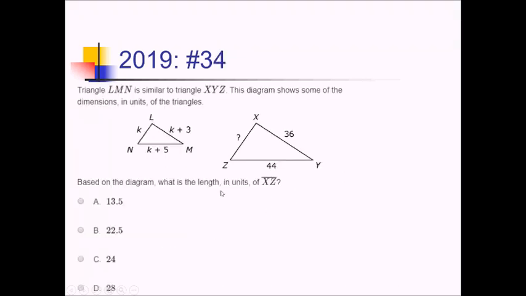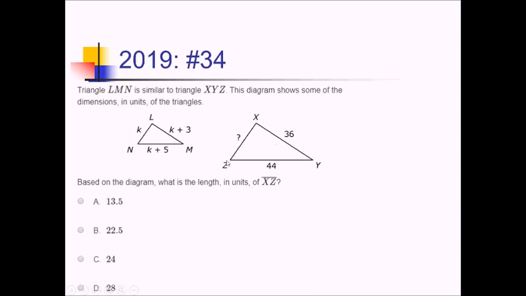For this problem, we're given 2 triangles that are similar to each other, and we want to know the length of side XZ, this side right here with the question mark. Well, this is a little bit tricky because we don't actually know the lengths of this first triangle here. We know how they relate to each other. We have 2 lengths on this triangle, but without any kind of angles, we can't really use those to find our third side. So how do we do this?